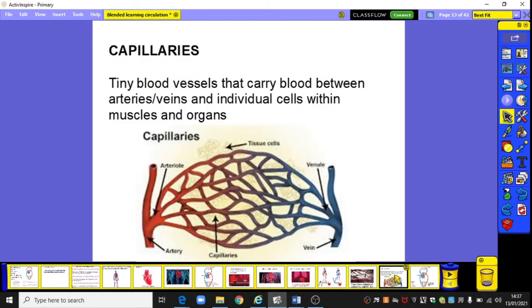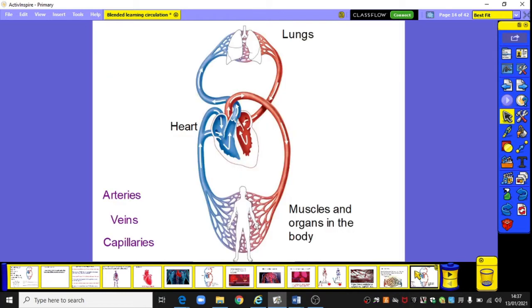Okay, so you'll also have heard about the capillaries, and they're just tiny blood vessels that can carry blood between arteries and veins and individual cells within the muscles and organs in our body. So here we go back to our diagram again. So you've already got on your diagram labelled the lungs, the heart, the muscles and organs in the body. And your next job is to think about where the arteries, veins and capillaries might be on the diagram. Pause the video while you have a go at labelling these on your diagram.